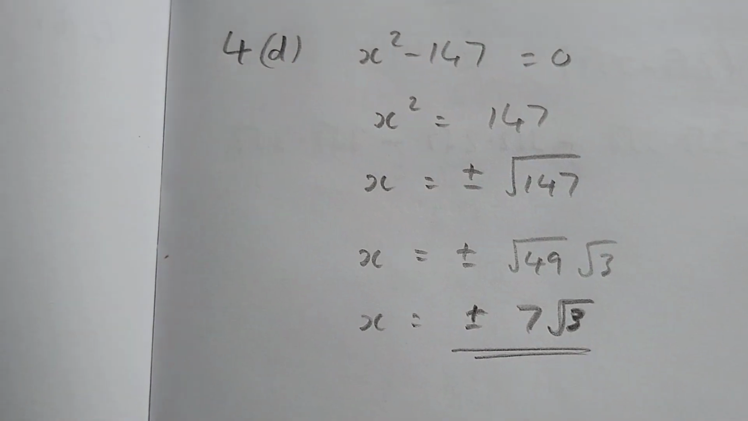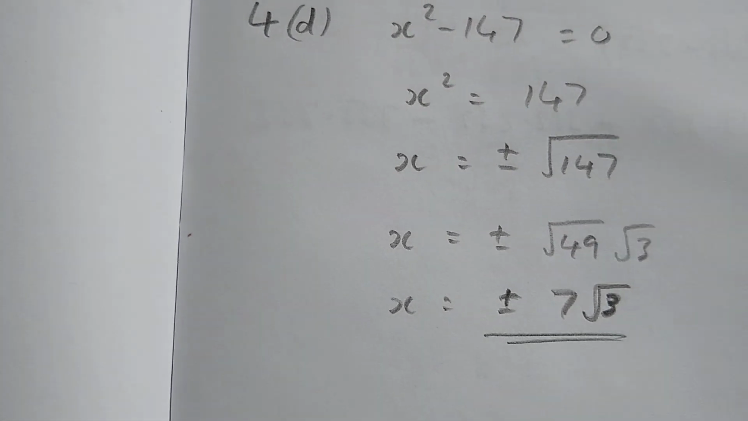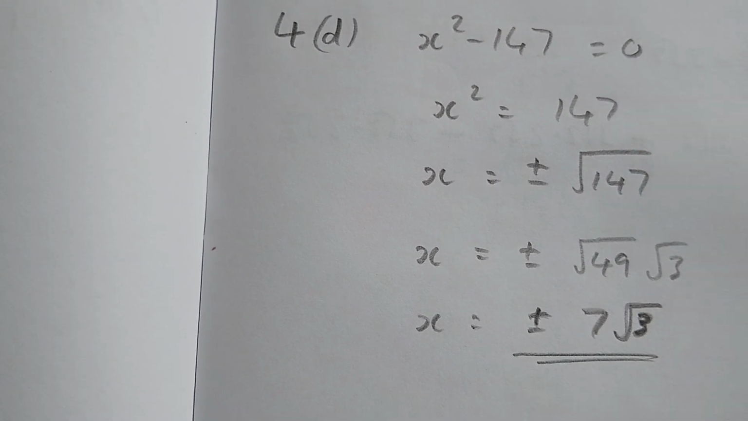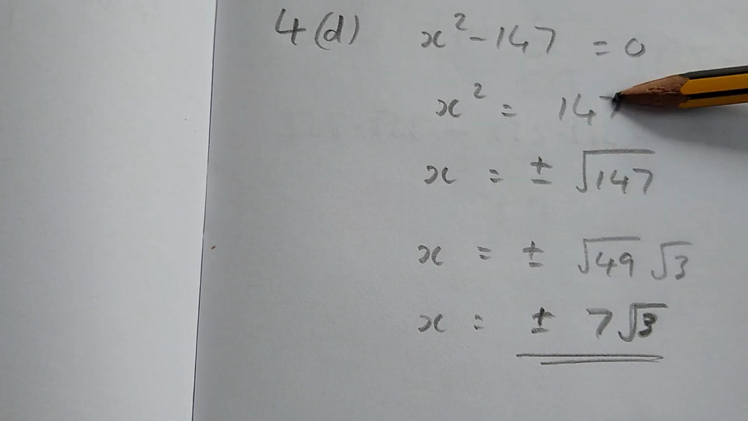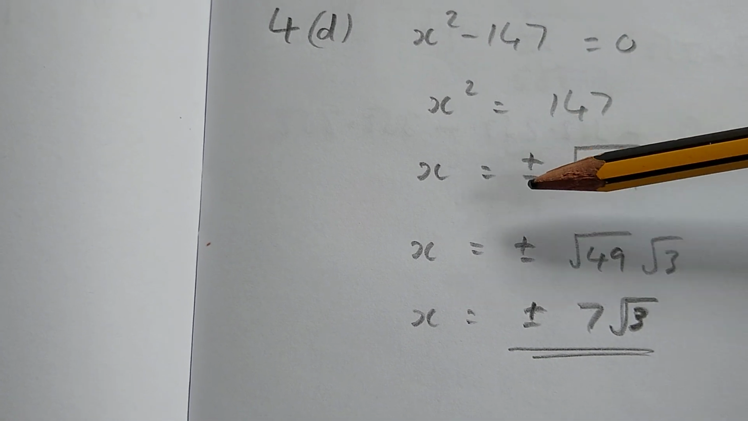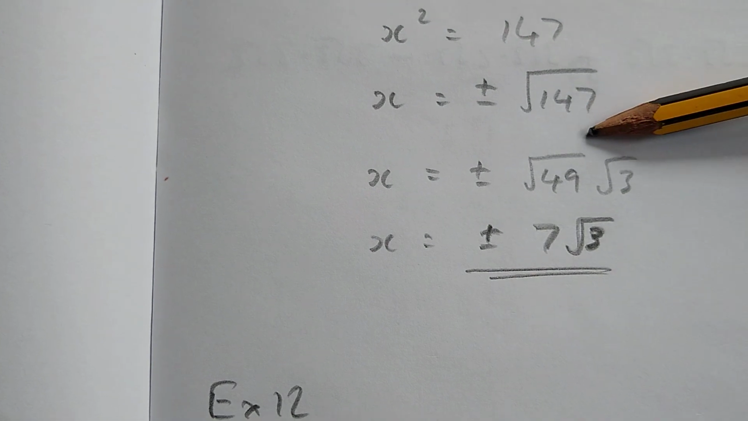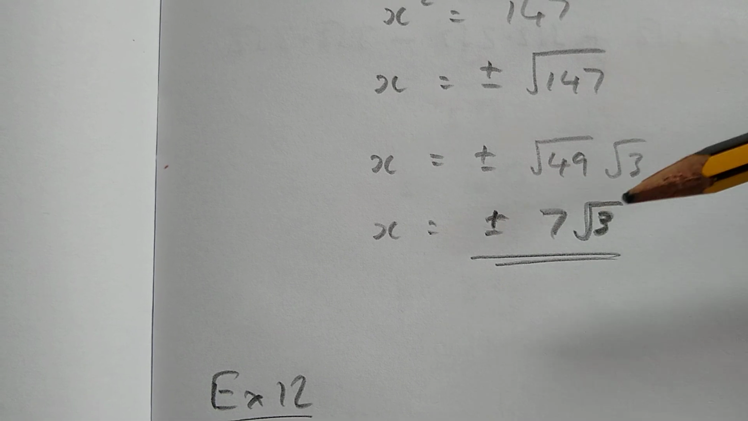For D, the only reason I picked this one, guys, one or two of you might not know that 49 goes into 147. Okay, so you might be scratching your head a little bit, but add 147 to both sides. Take the square root of 147, which is the positive or negative square root of 147. And then try and simplify here. 49 threes, square root of 49 is 7. So plus or minus 7 root 3.